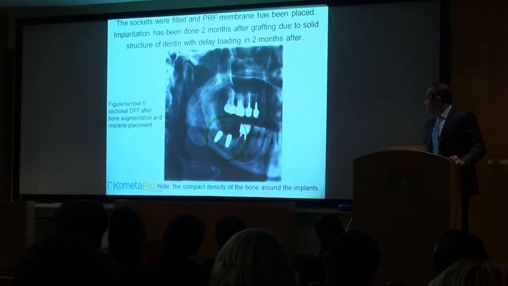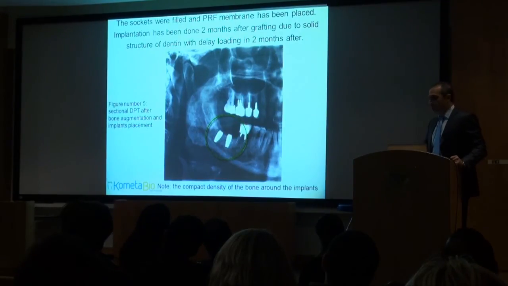Implantation has been done 2 months after grafting. 2 months is completely enough. You can get a very solid and very resistant surgical site. By the way, you may be mistaken with the inferior alveolar canal. This is lateralization, buccal lateralization.